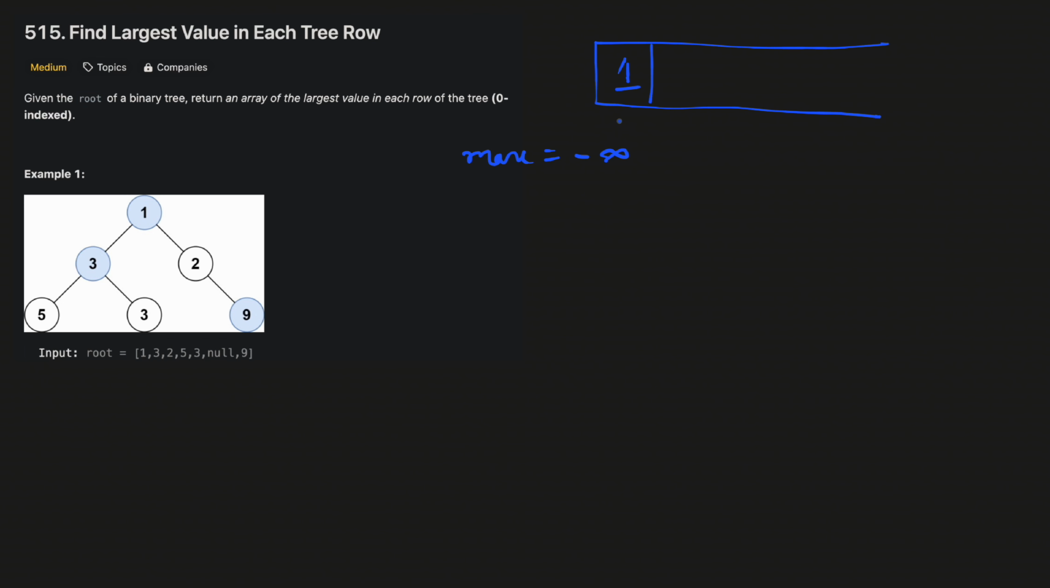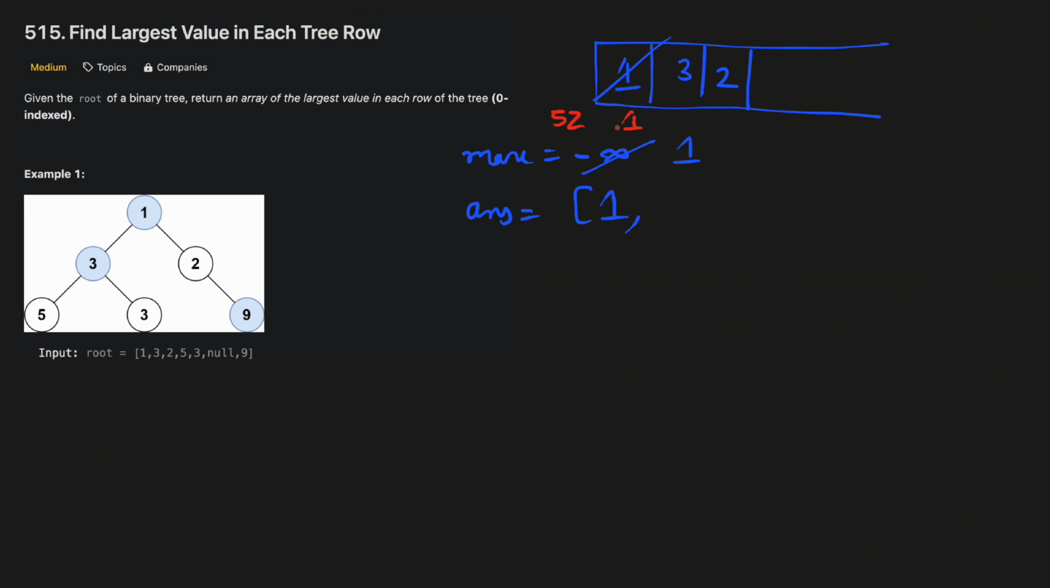Now let's see this in action. For the first row, the queue size is 1. That means we have to process only one node for this level. So we dequeue 1 and since 1 is more than negative infinity, we will set the max for this level to 1 and enqueue its children 3 and 2. And now we are done with this level. So we will add maximum value 1 for this level to our answer.